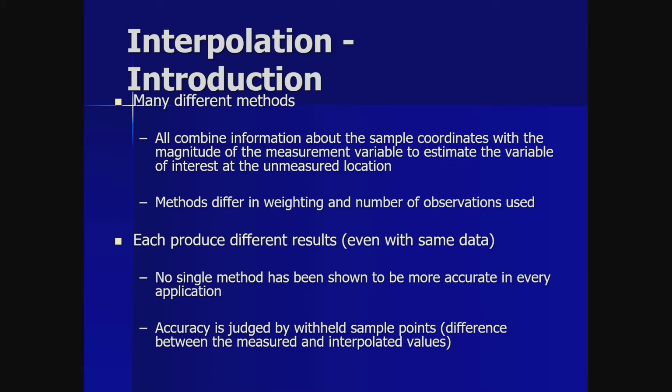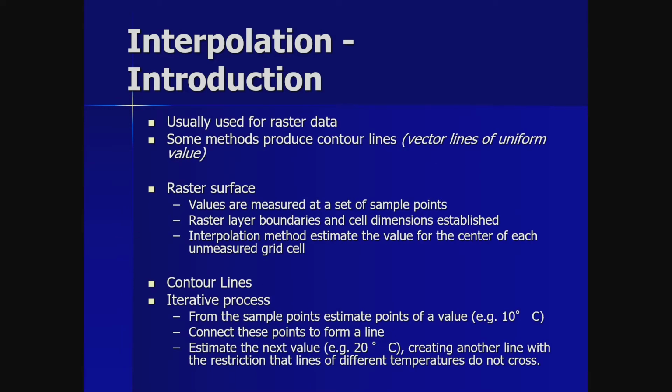Each produces different results. That's why they're different. If they all produced the same results, there wouldn't be different interpolation methods. So this is what I was saying: accuracy is judged by withheld sample points. We can talk about how we'd actually do that once we get into the lab.